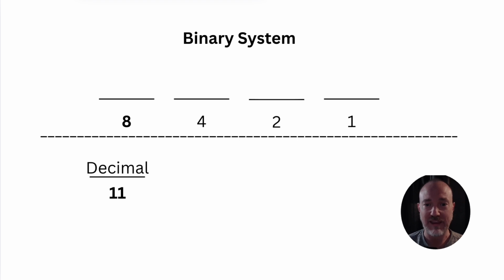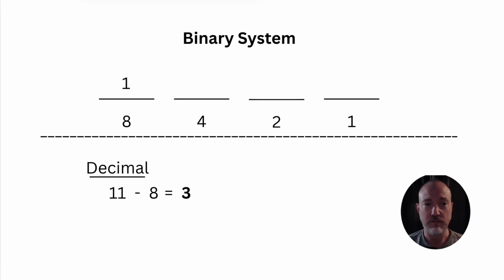So now we know that 8 is the farthest left we need to go in binary in order to represent decimal 11. So we would place a 1 in the 8's place, since 11 is larger than 8. And since we have accounted for 8 of that 11, we need to subtract 8 from 11, because we have that represented by the 8's place. So 11 minus 8 is going to give us 3.